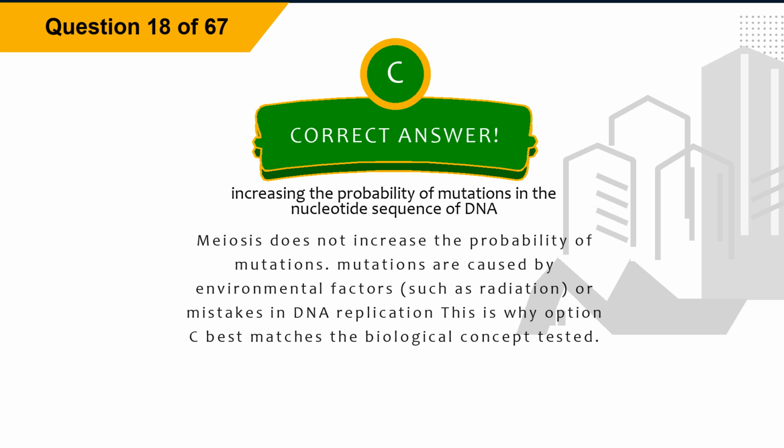Explanation. Meiosis does not increase the probability of mutations. Mutations are caused by environmental factors, such as radiation, or mistakes in DNA replication. This is why option C best matches the biological concept tested.